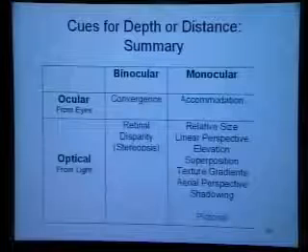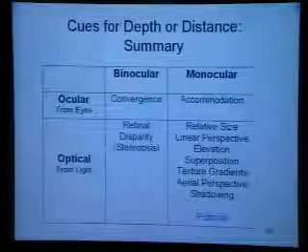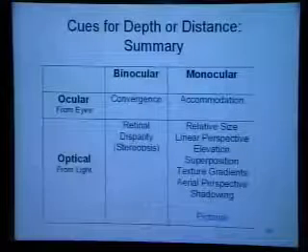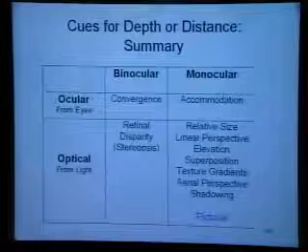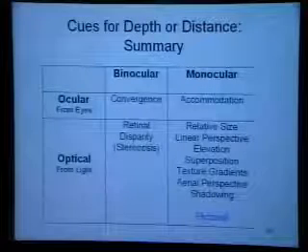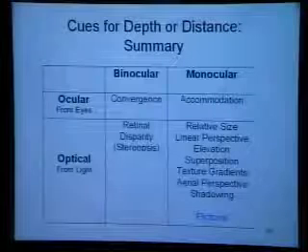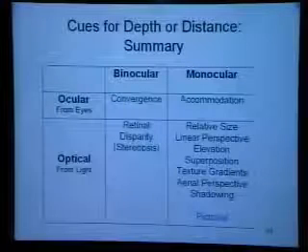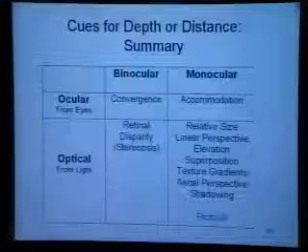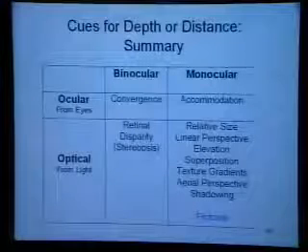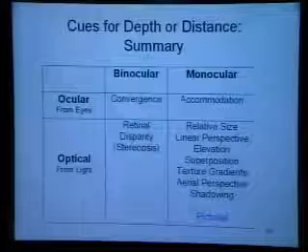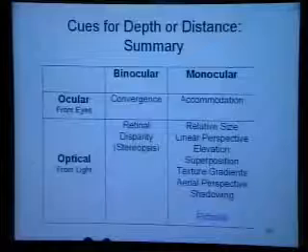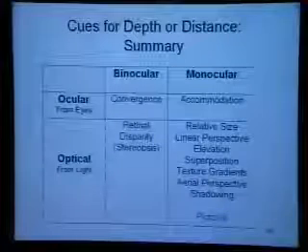Some of these cues are ocular in nature in that they're provided by feedback from the musculature of the eyes itself, and others are optical in nature in that they have to do with the pattern of light that falls on the retina. These cues, relative size, superposition, shadowing, and so on, are sometimes known as pictorial cues because they have been used by artists, at least Western artists, since the time of the Renaissance to convey depth or distance, 3 dimensions, in 2-dimensional surfaces like canvases and frescoes.